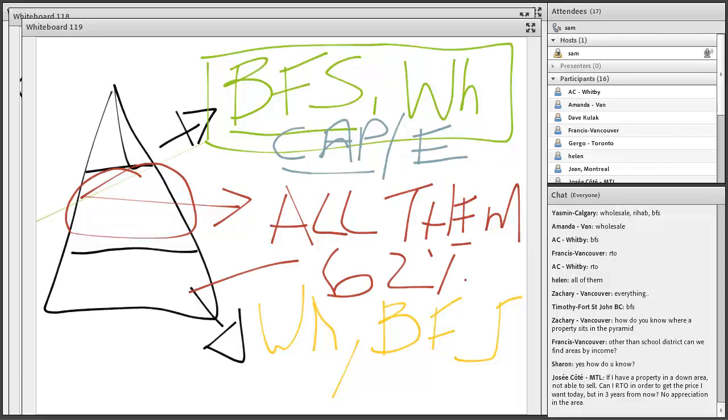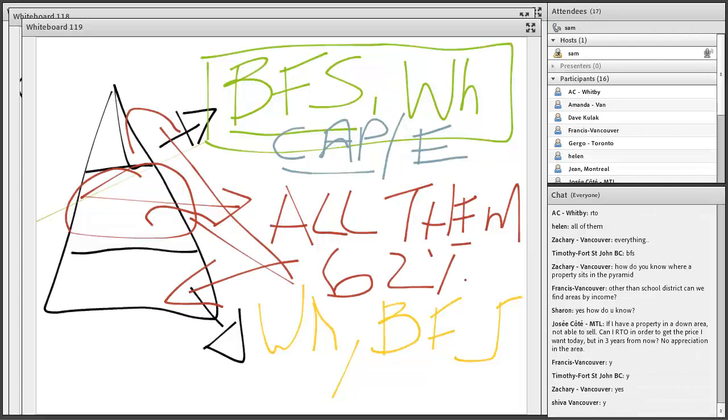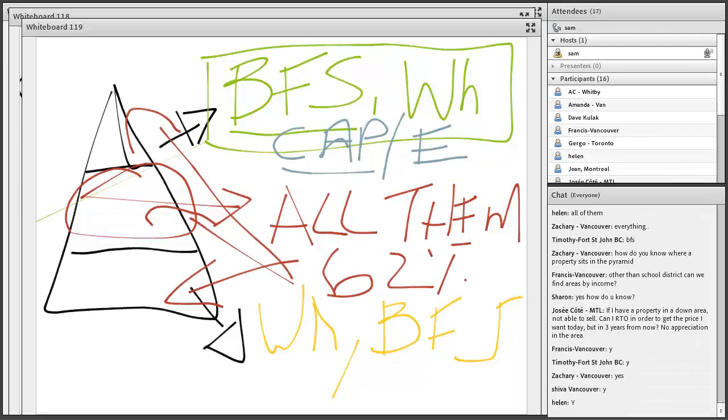Now in Canada, I think we're like 62%. We're in the 60s, maybe 65 ownership. In these areas, you're going to find much lower than that. In these areas, you're going to find higher than that. In these areas, you're going to find the highest ownership rate. Does that make sense to everybody?